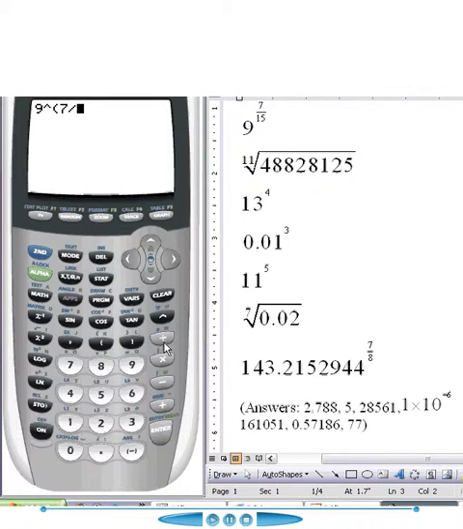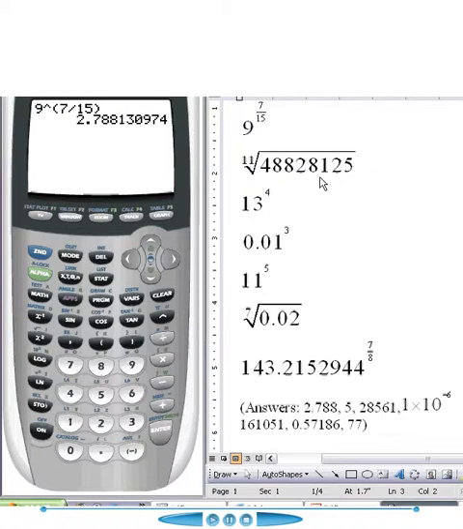Notice what happens when I press the divide key. It displays as this fraction bar. Let's see, divide by 15, then close parentheses. Now we simply have to press enter and we get our first answer.